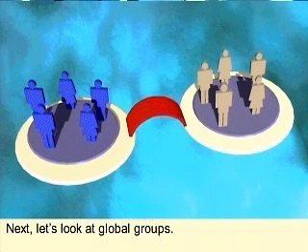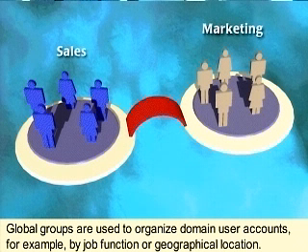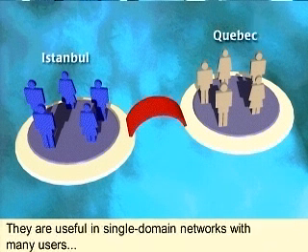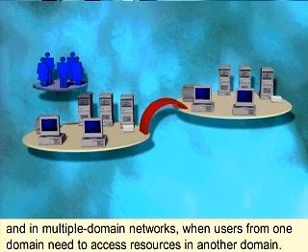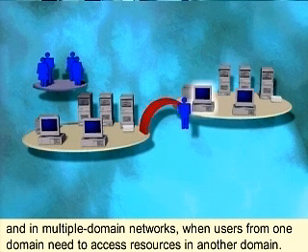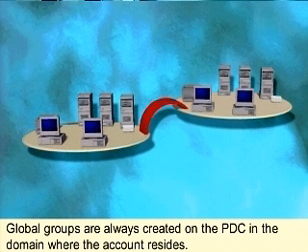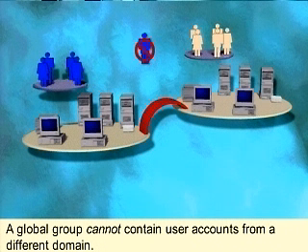Next, let's look at global groups. Global groups are used to organize domain user accounts, for example, by job function or geographical location. They are useful in single domain networks with many users and in multiple domain networks when users from one domain need to access resources in another domain. Global groups are always created on the PDC in the domain where the account resides. A global group cannot contain user accounts from a different domain.